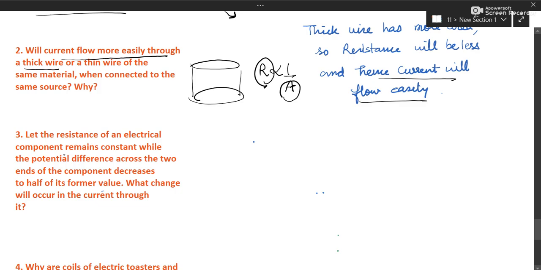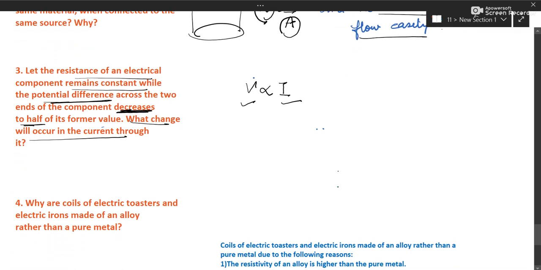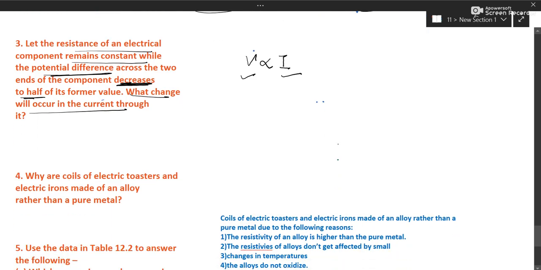Let the resistance of an electrical component remain constant. Potential difference is decreased to half. What change will occur in the current? So current will also reduce because they are directly proportional. If this will decrease, this will also decrease. What will happen to the current? This is the question.